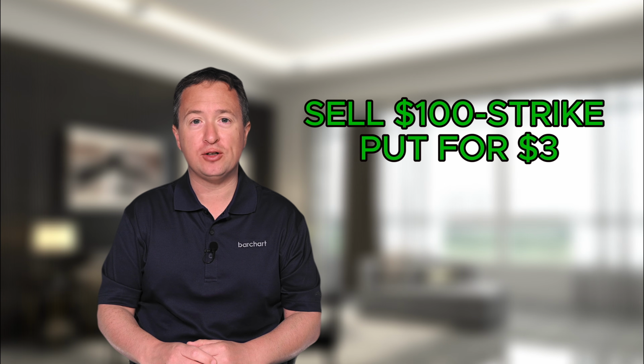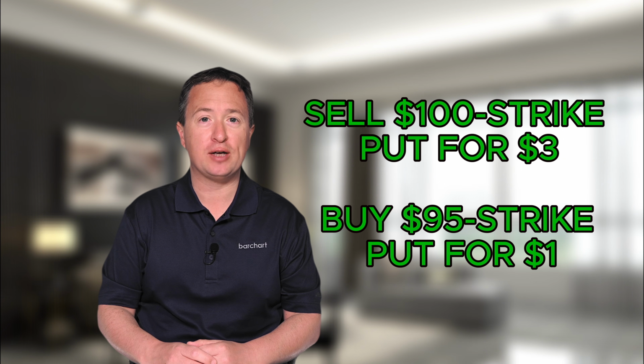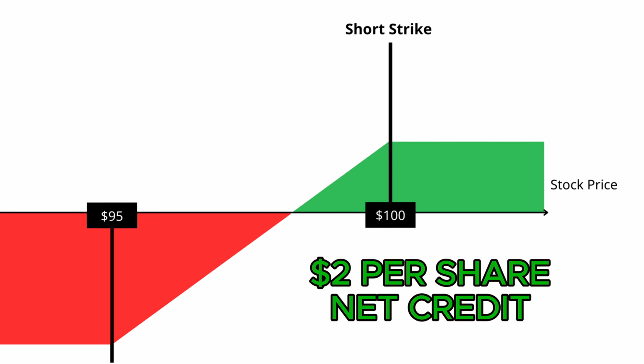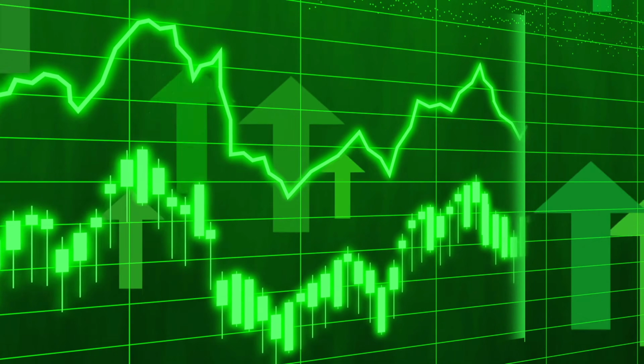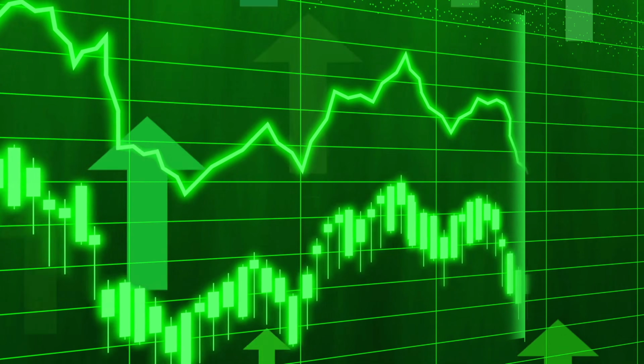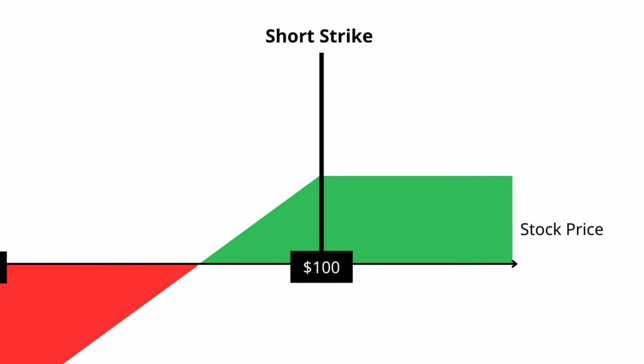Here's a quick example of a bull put spread. Say you sell a $100 strike put for $3 and buy a $95 strike put at $1. That gives you a net credit of $2 per share or $200 per contract up front. Both options will also have the same expiration date. When you sell this spread, it means that you're bullish on the stock, expecting it to stay above the $100 strike. If it does, both options will expire worthless and you get to keep that $200.